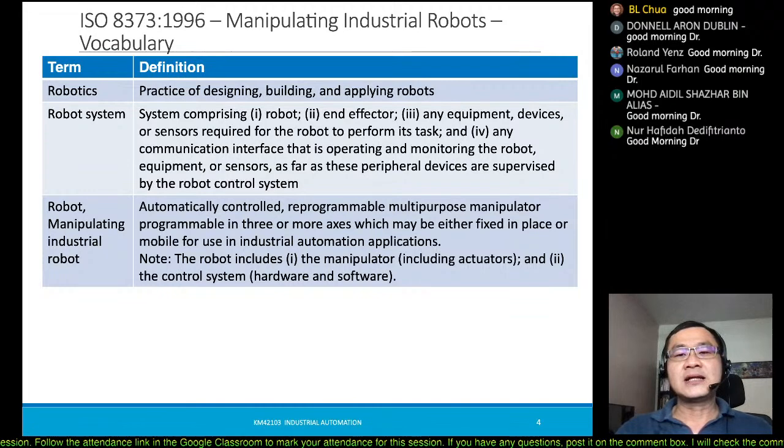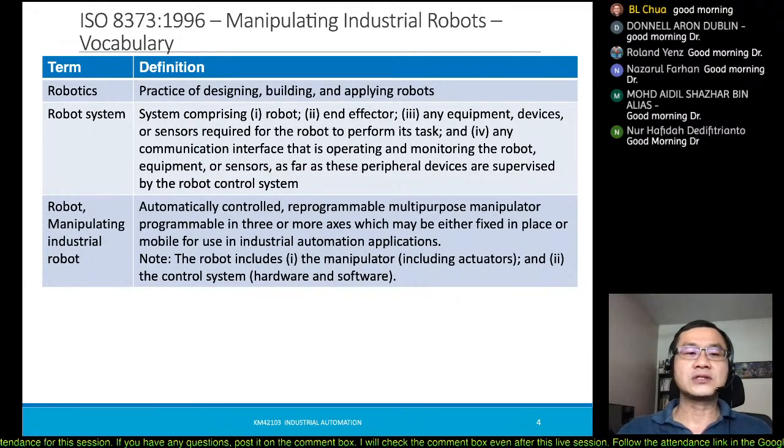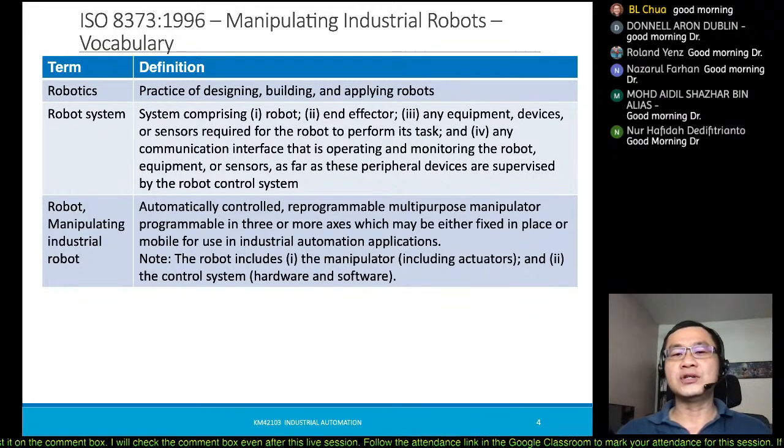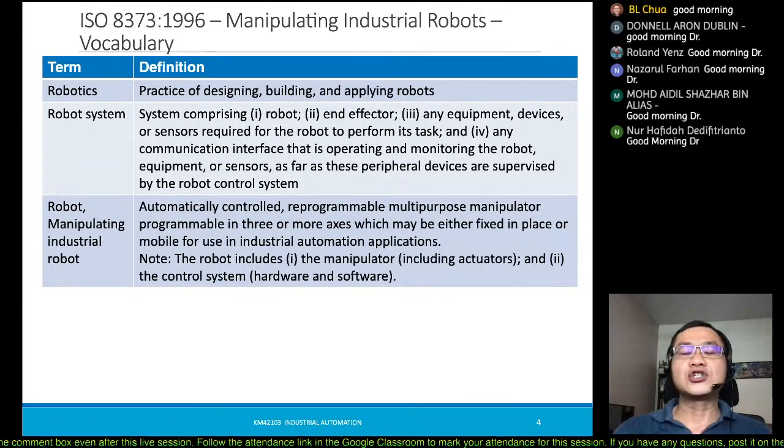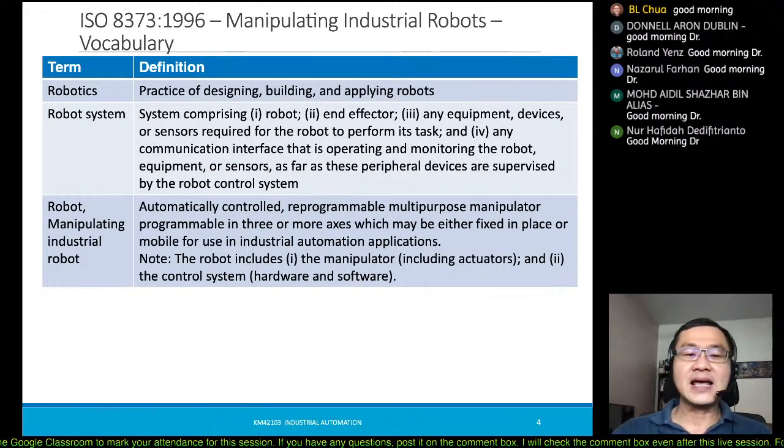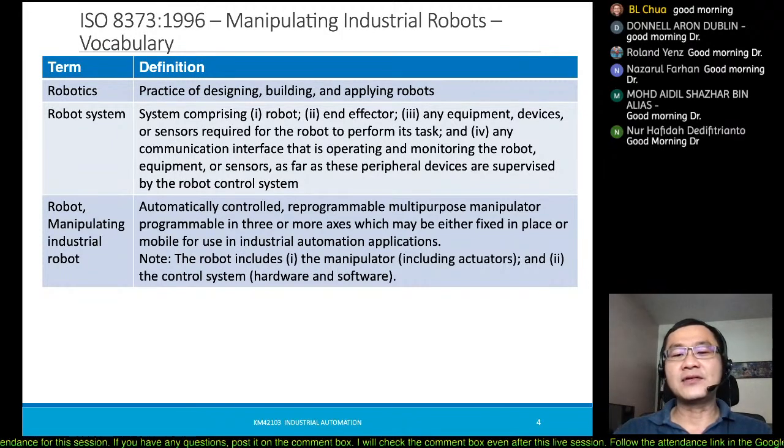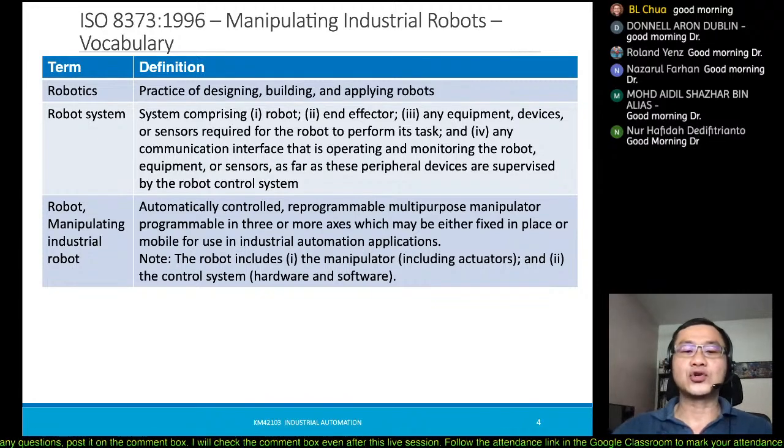Here are some vocabularies that I've extracted from the ISO standards on manipulating industrial robots. It defines the term robotics, the practice of designing, building and applying robots. Then the robot system not only consists of the robot, but also the end effector and any equipment and devices that help the robot perform its task. You will also need communication interfaces to communicate between robots, for monitoring and operation, as well as to run other peripheral devices supervised by the robot control system, right?